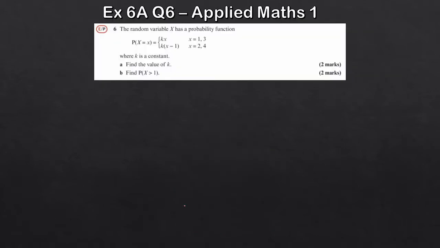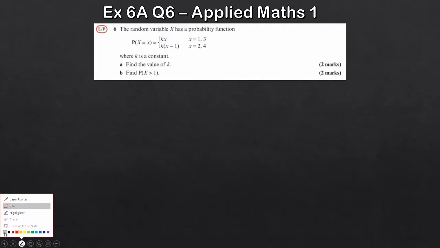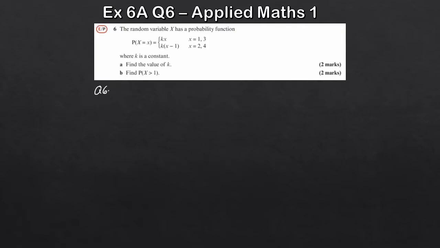So, exercise 6a, question 6. If we change to the right colour pen here. So how would we do a question like this? Well, we've got two functions here. If x is 1 or 3, this is kx, and if x is 2 or 4, then it's the bottom function, k times x minus 1. So what we need to do here to find the value of k, or what I would do first, is just write down the distribution. So what values can x be? It could be 1 to 4.